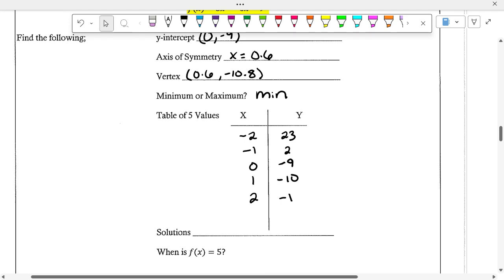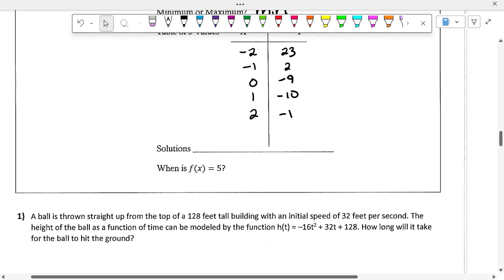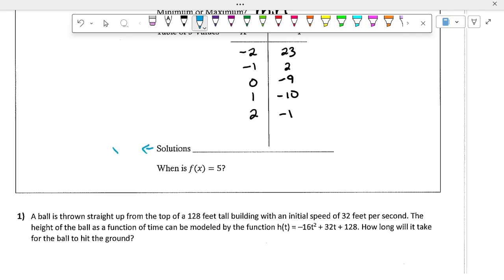Now, solutions. What's another name for solutions? It's a key feature that we haven't talked about yet. So not only is it called solutions, it's called roots. It's called zeros. What key feature am I talking about? It's x-intercepts. Good. So I'm talking about the x-intercepts.